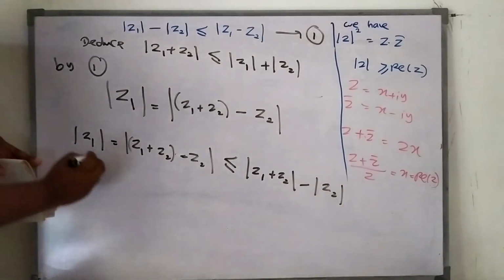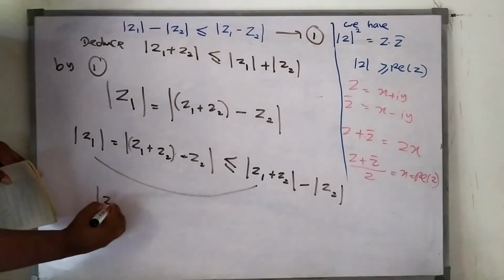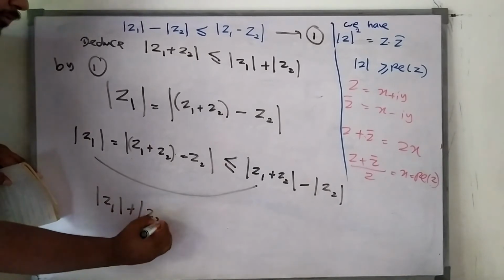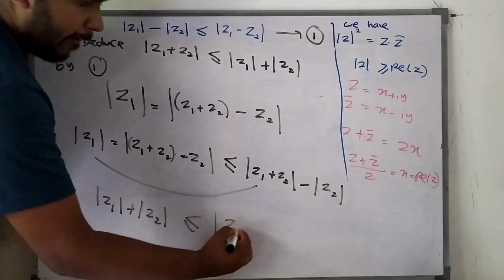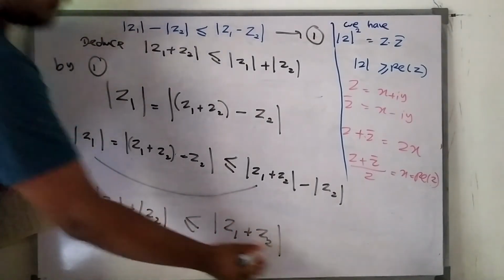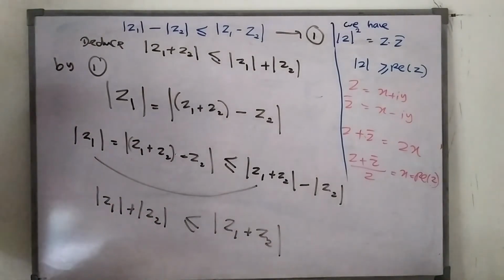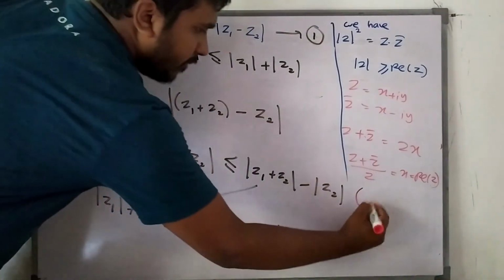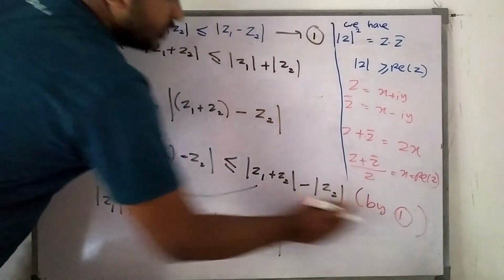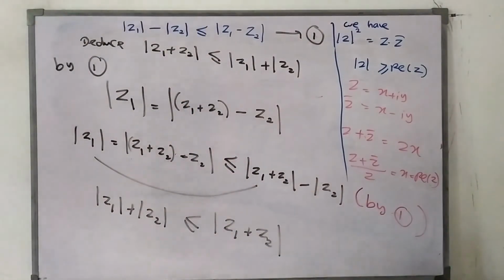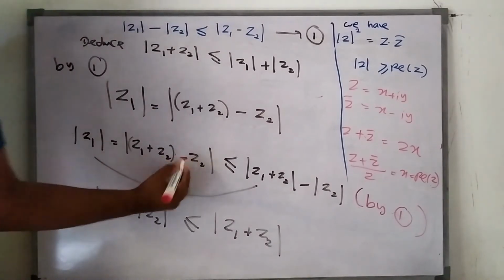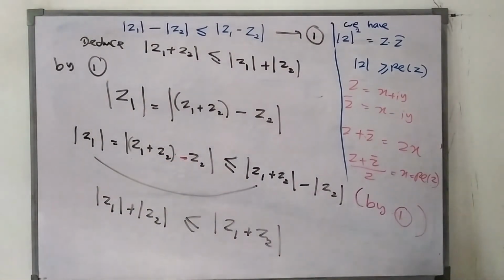Right. So comparing this Z1 plus Z2, this was written by 1. Okay, so this is the deduced part of that. So actually this is a special proof in our complex number lesson, right?